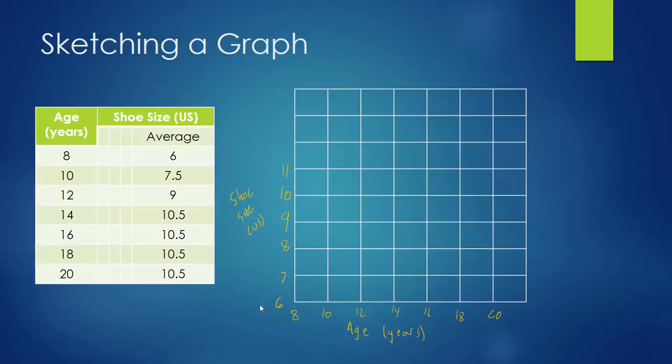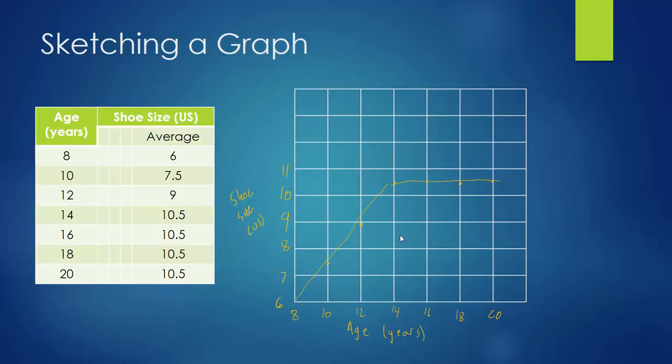So then I can see at age 8 they have an average shoe size of 6. So I can put that point at 8, 6. And then at age 10, 7.5. So 10, 7.5, 12, 9, and then 14 is 10.5, and then 16 is 10.5, and then 18 is 10.5, and then 20 is 10.5. And I don't actually have to connect these dots, but if you want to put in trend lines, you can.